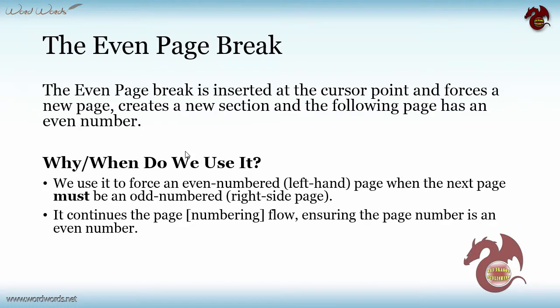The next type is the even page break. Now, an even page break is inserted in exactly the same way as the next page break. It's inserted at the cursor, it creates a new section, but it's used where we need an even numbered page as the next page. Because what it does, why and when we use it, it forces an even numbered page. Now, in a book fold document, this is the left-hand page, it's the reverse page, as it were. So we use it when the subsequent page after it must be an odd numbered page. And I'll illustrate this now.